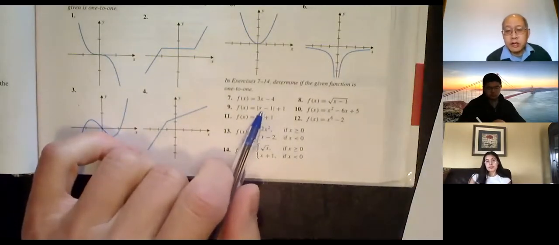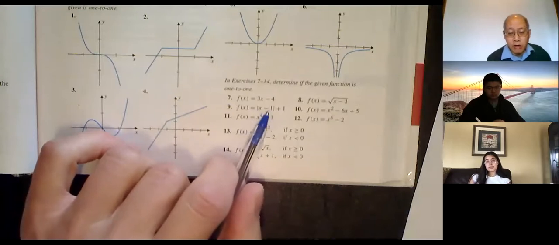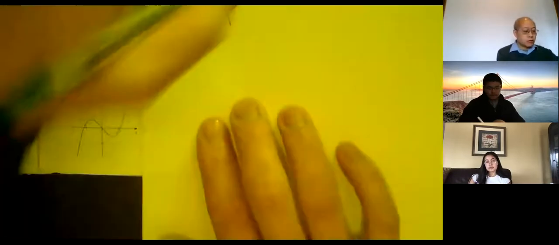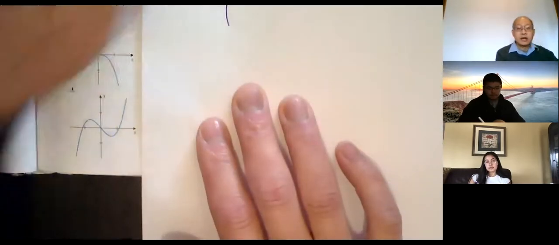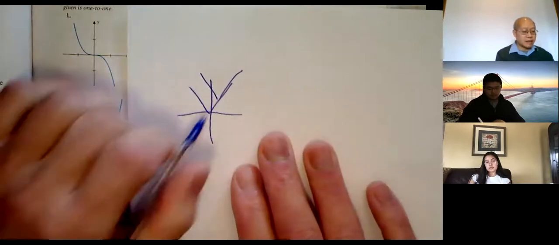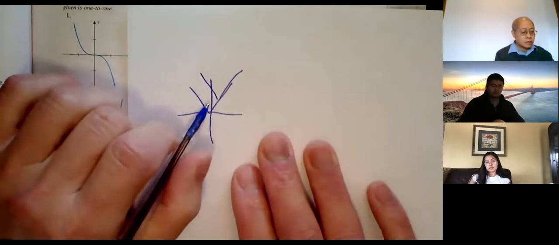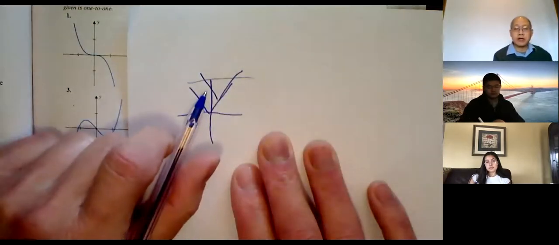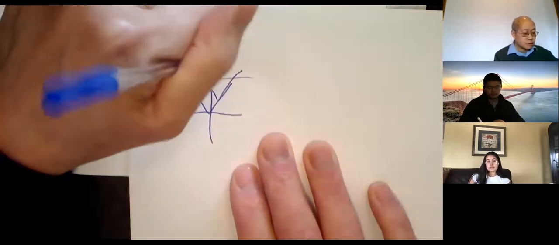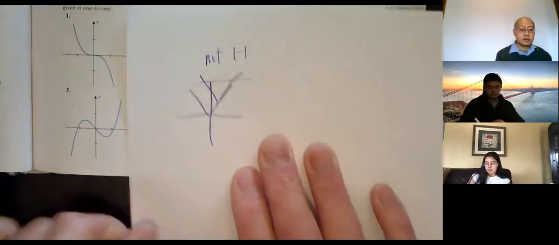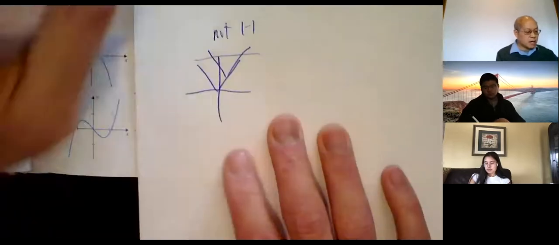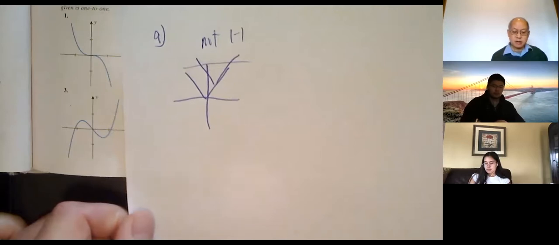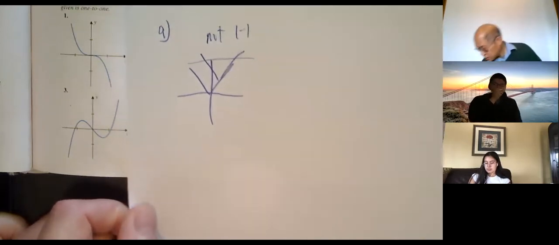This moves 1 unit to the right and 1 up. Okay? So 1 right and 1 up ends up looking something like that. Okay? In any event, it's an absolute value type. So does it pass the horizontal line test? No, it does not. So not 1 to 1. Right, so question number 9, not 1 to 1. Okay.